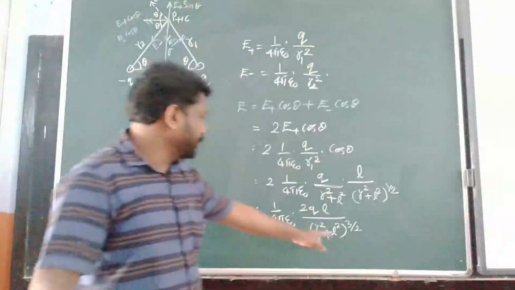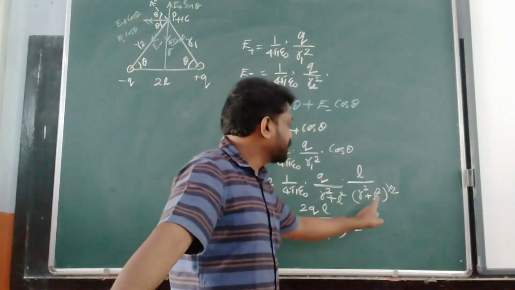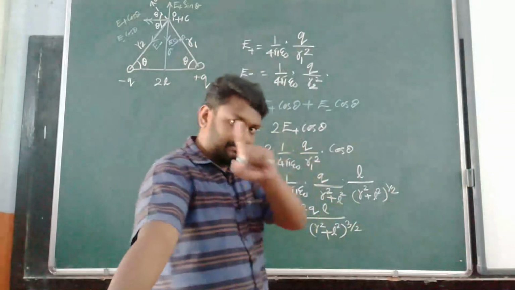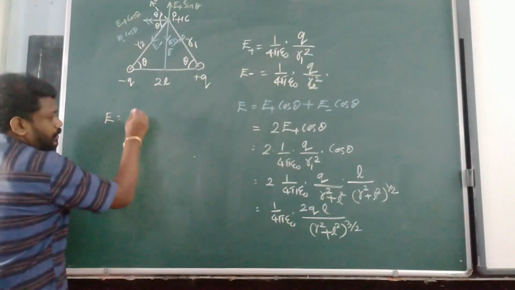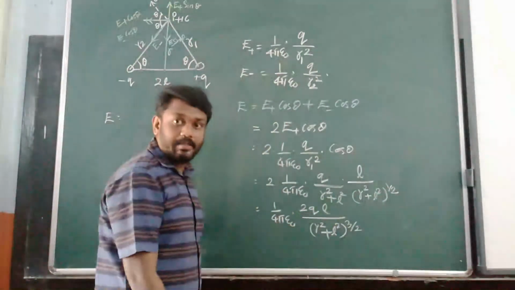How did it become 3 by 2? Here R square plus L square whole to the power 1, R square plus L square whole to the power 1 by 2. Adding 1 plus 1 by 2, that will become 3 by 2. Then E is equal to, what is 2Q into L? That can be taken as Q into 2L. Q into 2L will be P.